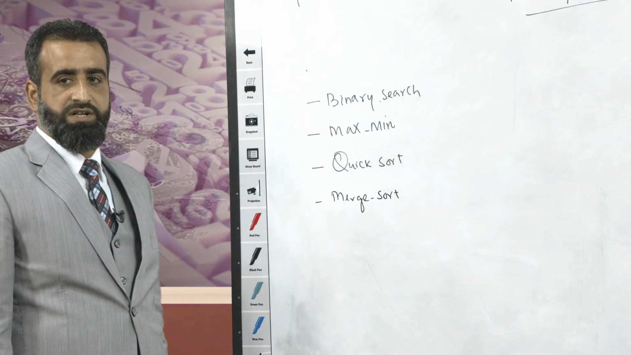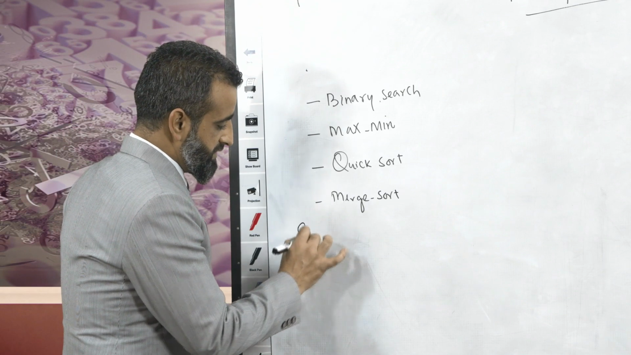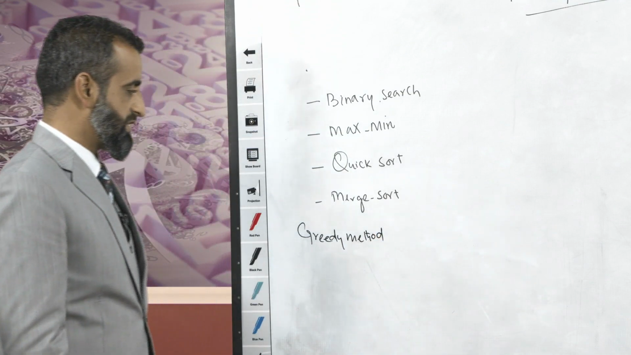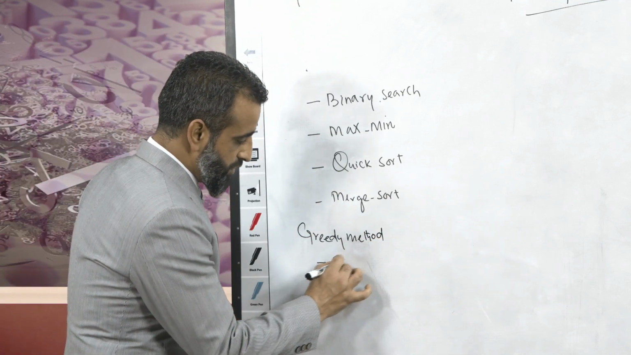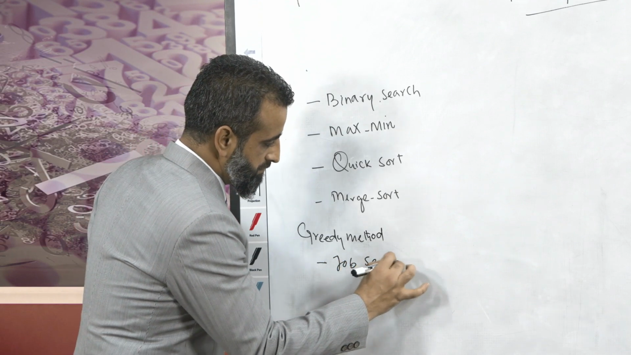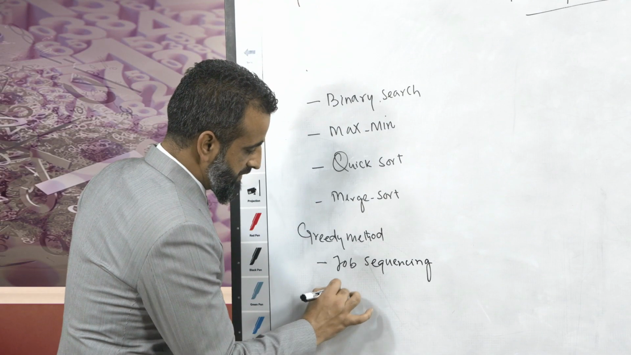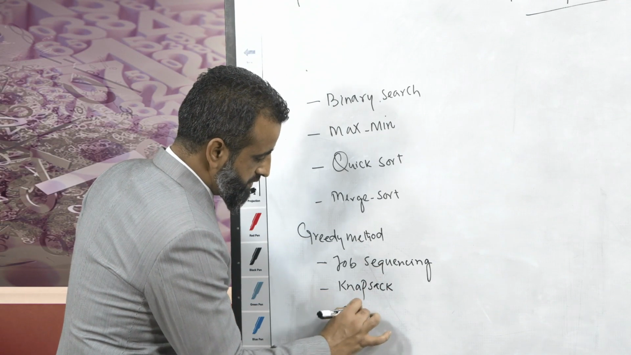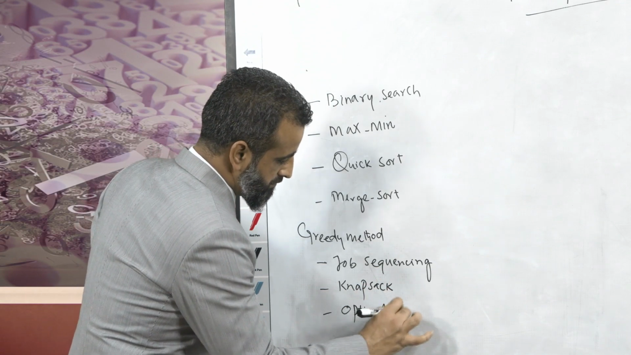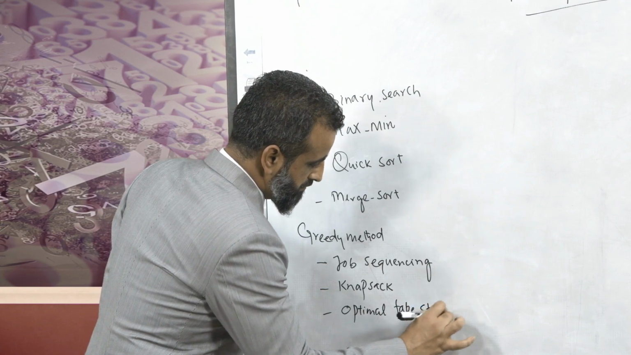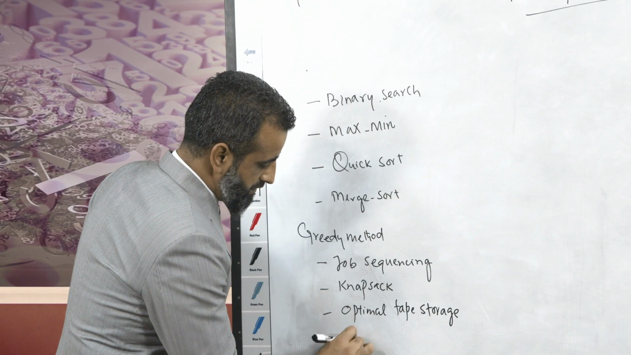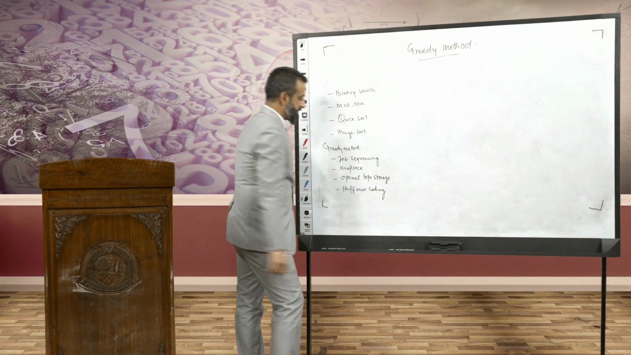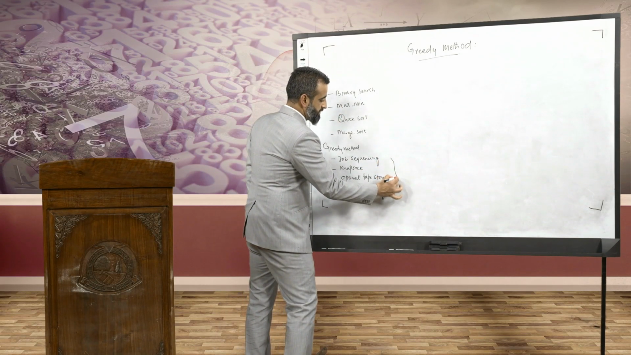The next technique that we will be studying will be the greedy method, and the different problems that we will try to solve using the greedy method are job sequencing, knapsack problem, optimal tape storage, and Huffman coding. So these are the various set of problems that we will be solving using this greedy strategy.